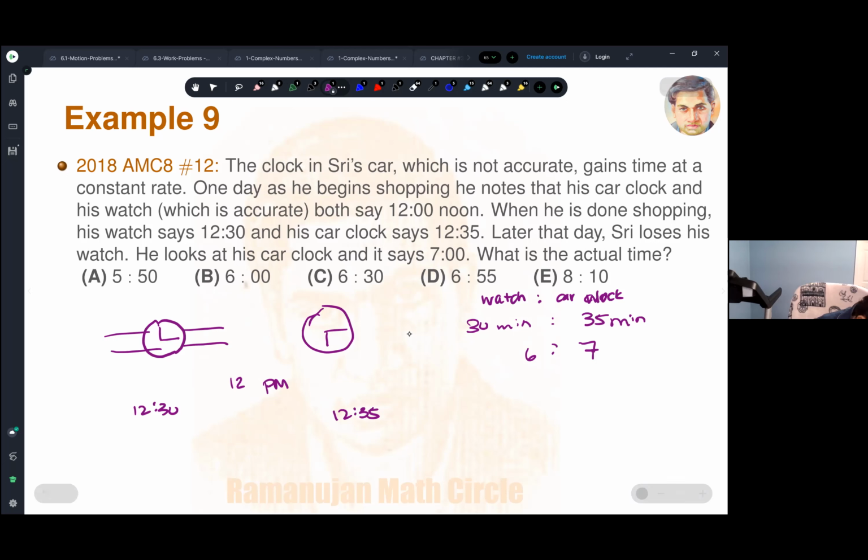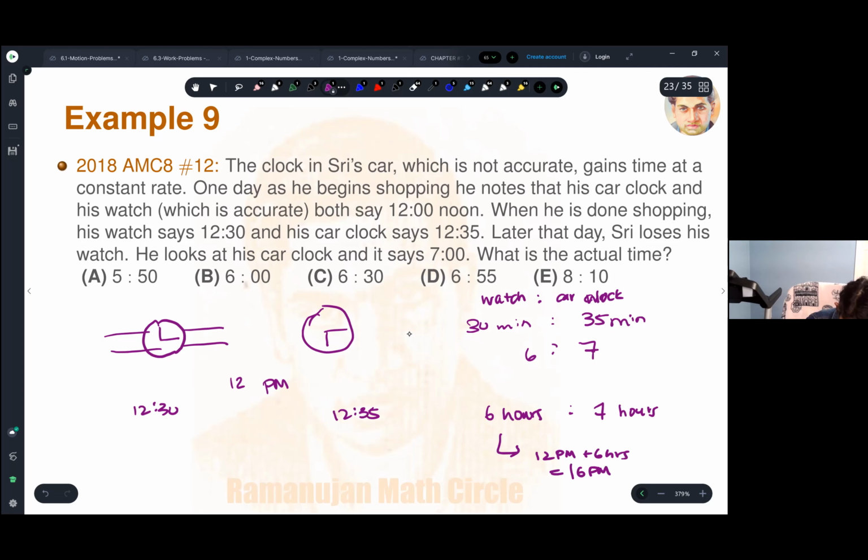So it says the car clock says 7 o'clock, and so that means it would be 7 hours. So based on this proportion, the watch would actually have 6 hours of time passed. And what that would mean is it would be 6 hours past 12 o'clock, right? Plus 6 hours. So that's 6 p.m. That's it.